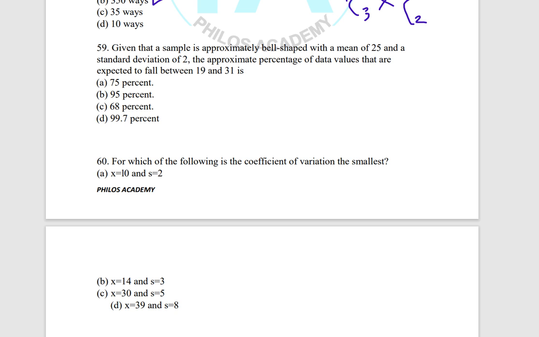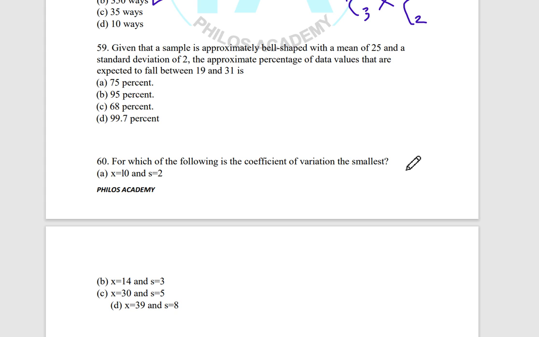Question 59 says, given that a sample is approximately bell-shaped with a mean of 25 and a standard deviation of 2, the approximate percentage of data values that are expected to fall between 19 and 31 is. There's a way to solve this question, but I want to show you something.